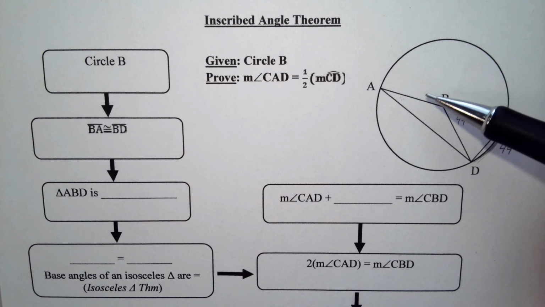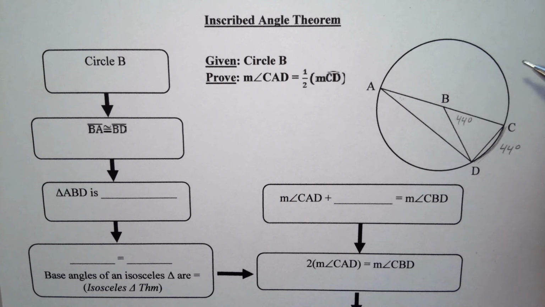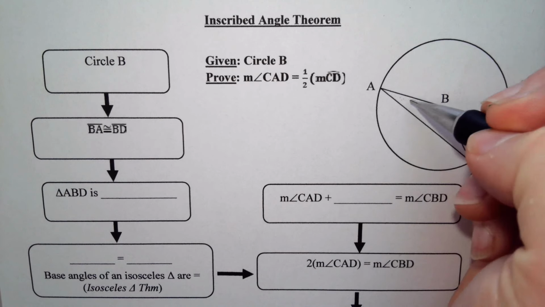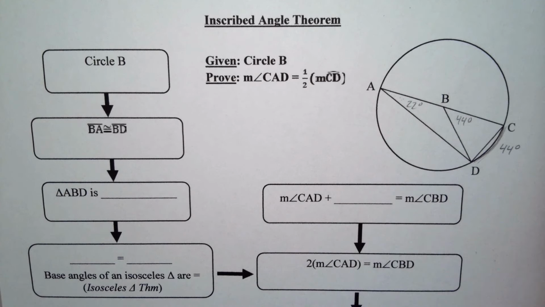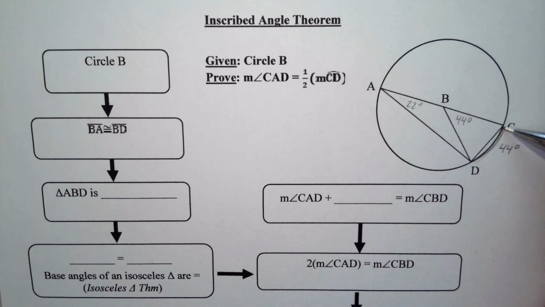But how many degrees is angle A, CAD? Well, I measured that earlier, and that's 22 degrees. So just based on this one example, we can see that the inscribed angle is half the measure of the intercepted arc. And that's true for every single inscribed angle. It is half the measure of the intercepted arc. Right now you're taking that based on one example, but let's come up with a level 4 argument to show that it's always going to work.